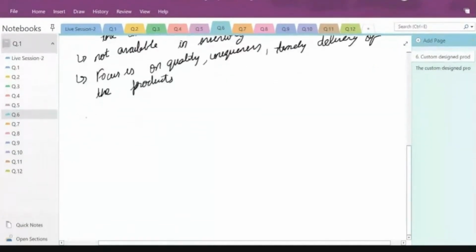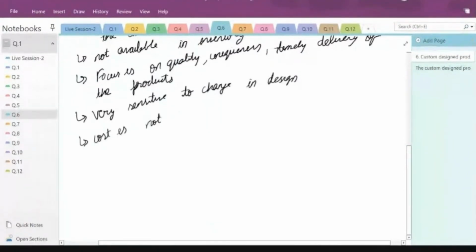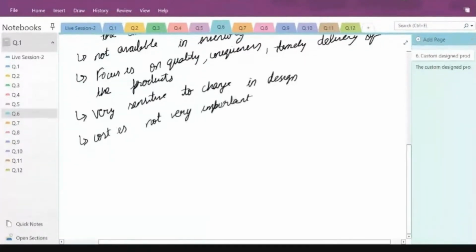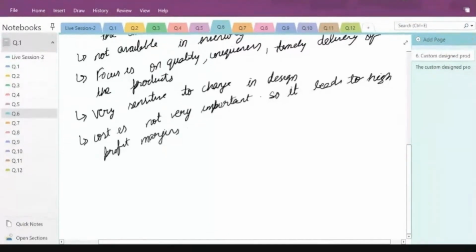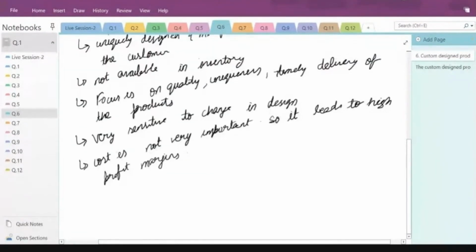Next, it is very sensitive to change in design. Cost is not very important, so it leads to high profit margin. Okay, so this is the reason.